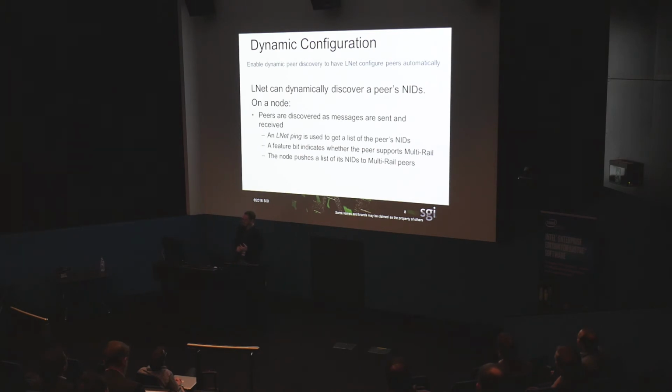The dynamic configuration basically sends an LNET ping packet across the network, and this creates a list of the peers' NIDs, and as I mentioned earlier, there's a feature bit that indicates whether those peers support multi-rail or not. The node then pushes that list out to the multi-rail peers so that everyone is aware of who is multi-rail capable within that LNET configuration.